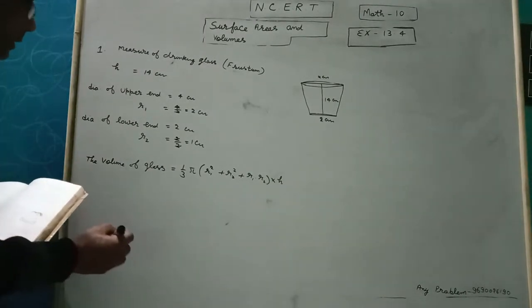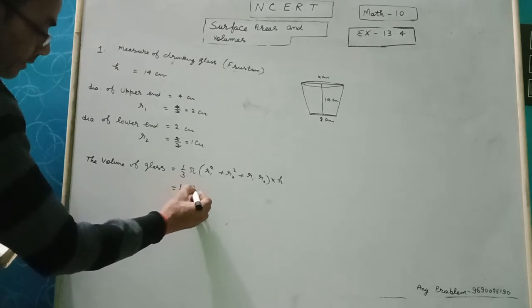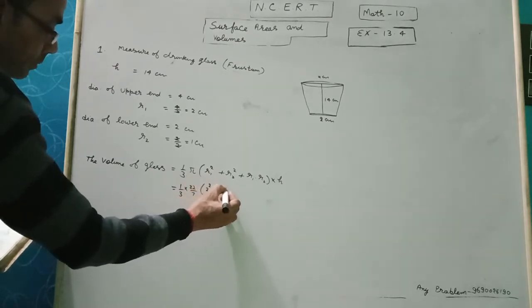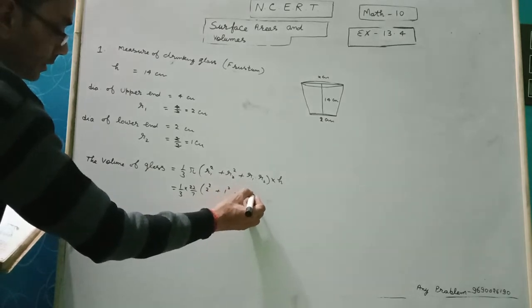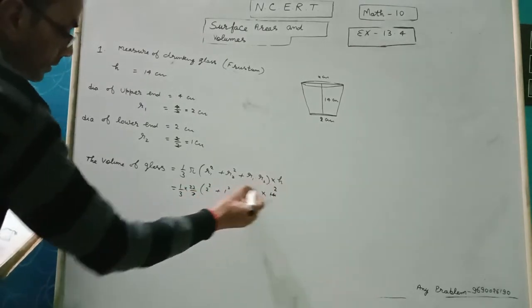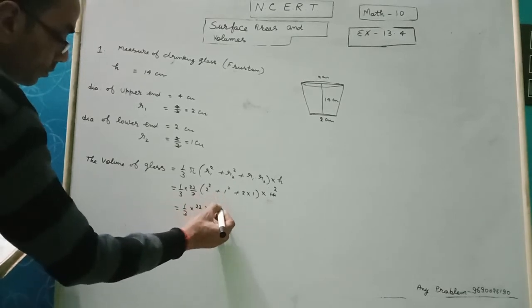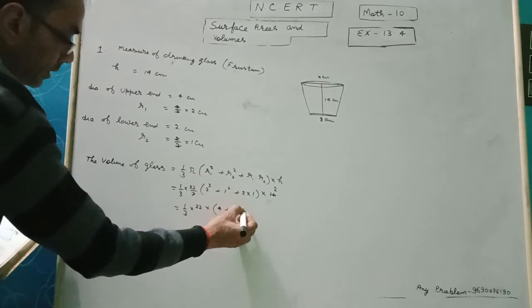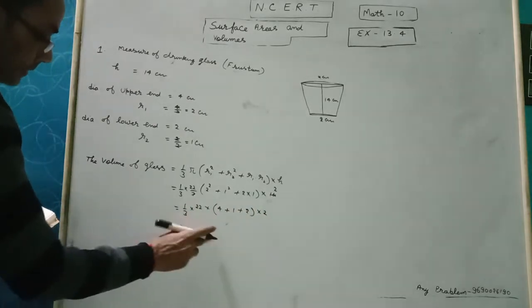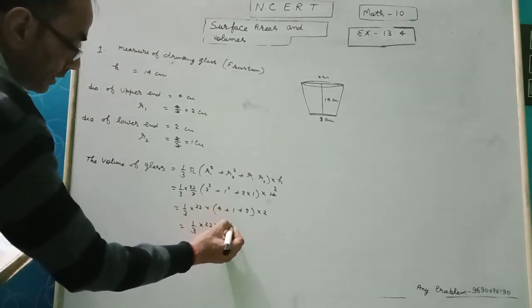The formula to find the volume: 1 upon 3, 22 upon 7, r1 value is 2, so 2 square plus 1 square plus 2 into 1, into 14. 1/3 into 22 upon 7, 2 square is 4, 1 square is 1, 2 into 1 is 2, into 14.